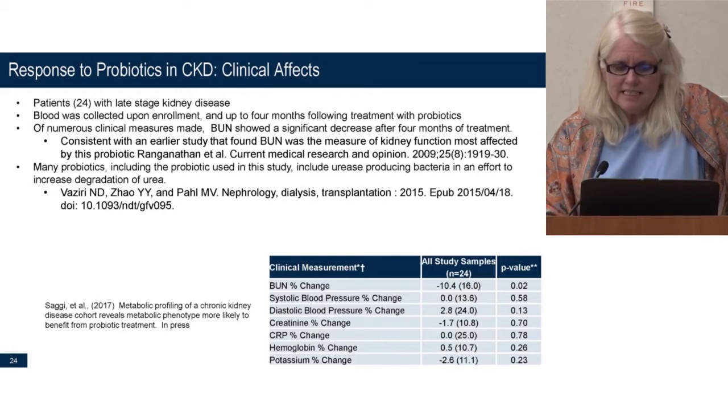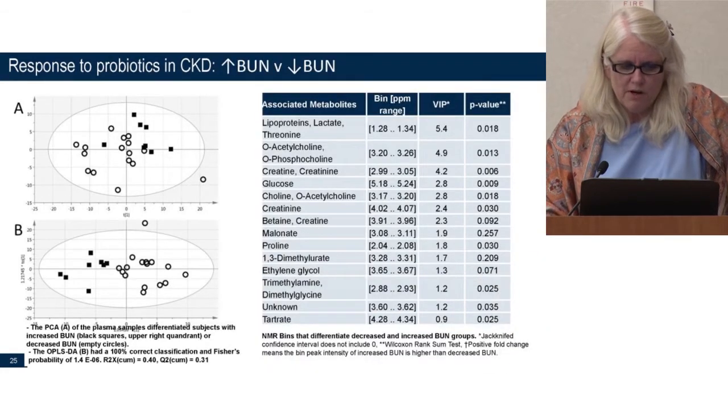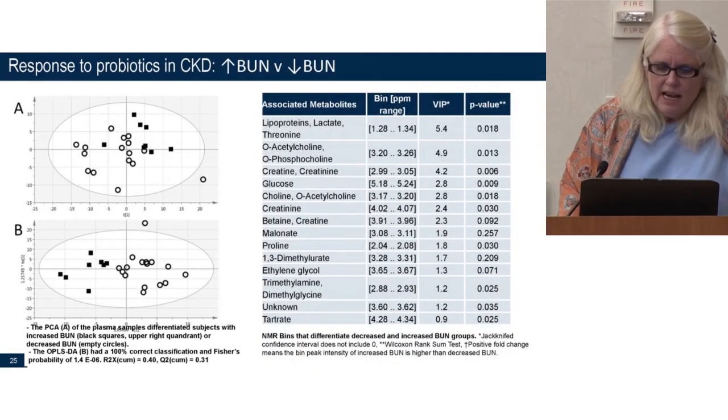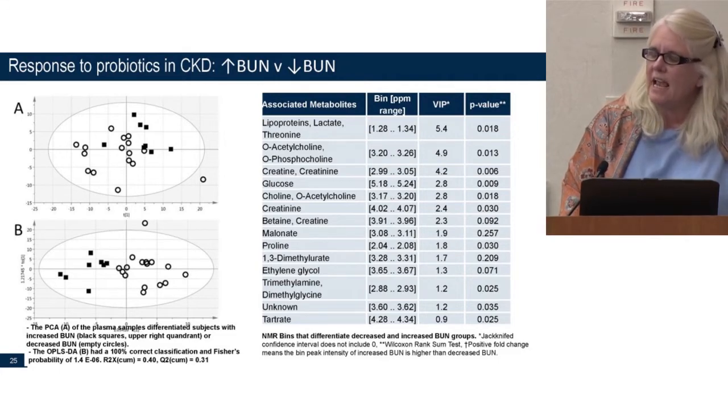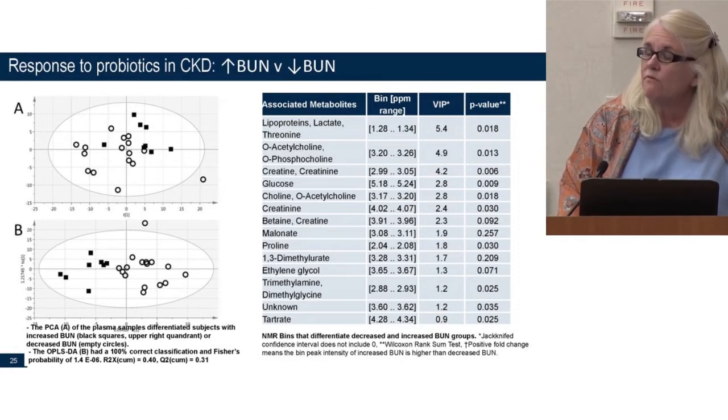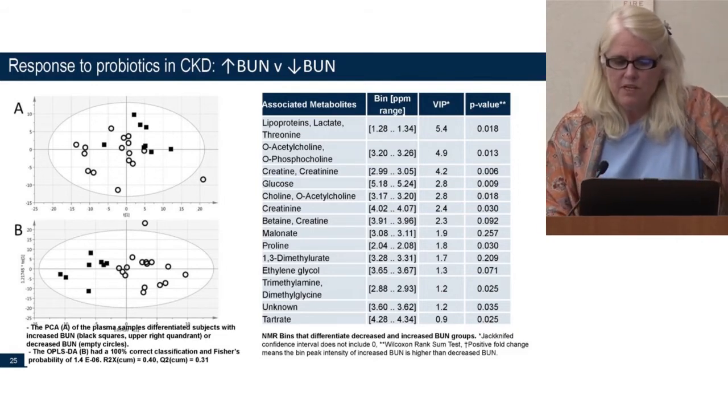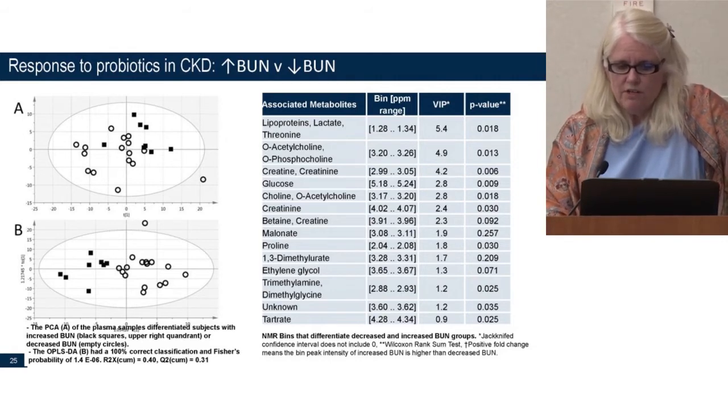And you can look at the details on these slides later, but I'll skip over some of the details now and say that we did the metabolomics analysis on blood that was collected at enrollment and up to 4 months following treatment with probiotics, and that some of the subjects had a decrease in the BUN, which is a good thing, right? Following the probiotic treatment, while other subjects did not have a BUN decrease. And you can see that we derive what are the metabolites that are associated with this decrease in BUN.